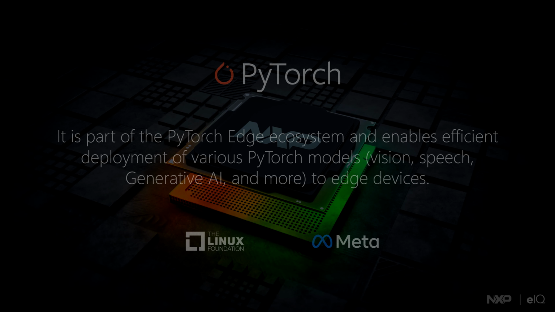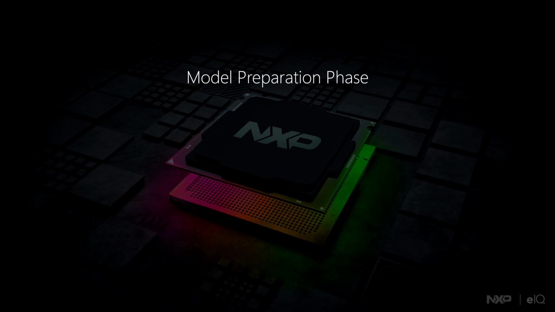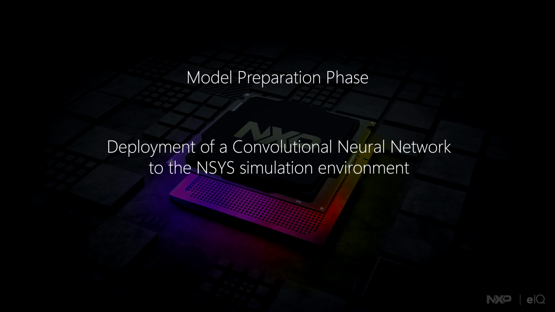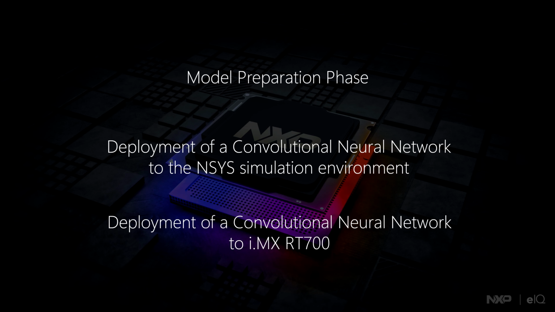During this demonstration, we'll show the model preparation phase, and after that deployment of the CNN on the NC simulator and on the i.MX RT700 platform. But before the demonstration, let us step back for a while and present a brief introduction about the enablement, what we are building here.